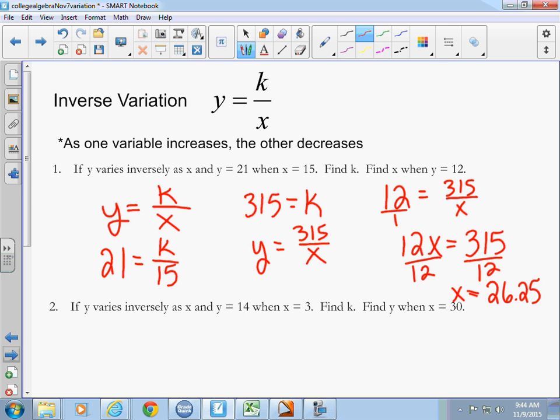Any questions about that? Divide by what? Yes. Just be careful. If you did 12 divided by 315, you'd be wrong. So you have to know that you're dividing by 12, and it works if you do it correctly.